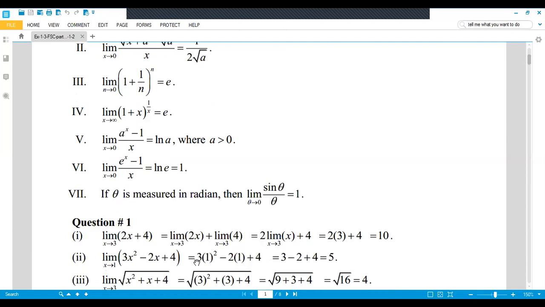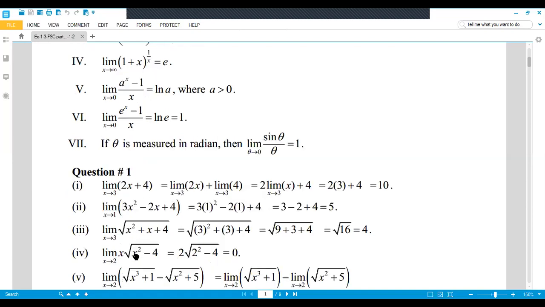The first is exercise 1.3, question number 1. You have to find the limits by using the theorems of limits. In the theorems of limits, remember one thing: if you are given addition, when we apply the limit inside, the limit will come with each value, separated by a plus sign, and if any value has a coefficient, the coefficient will come before the limit and you apply the limit. The same is for subtraction.